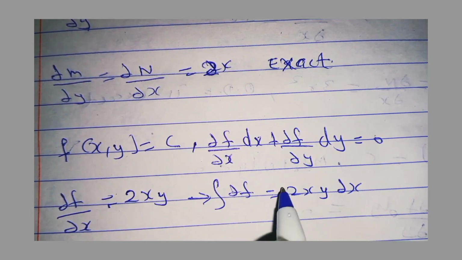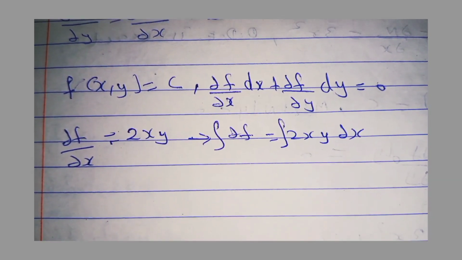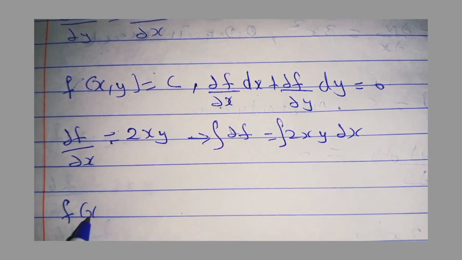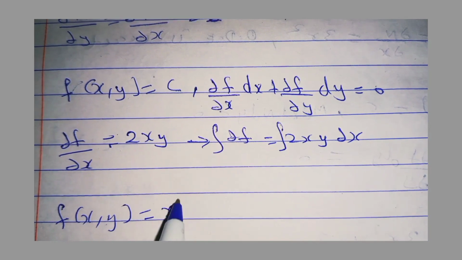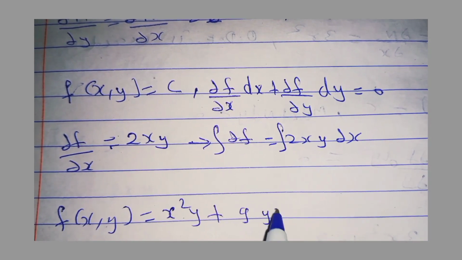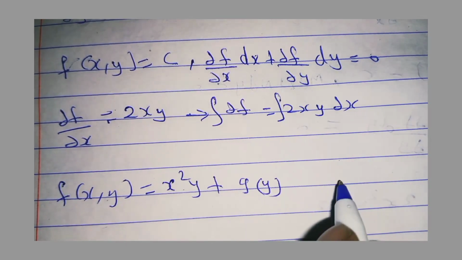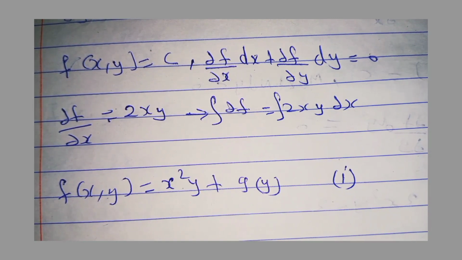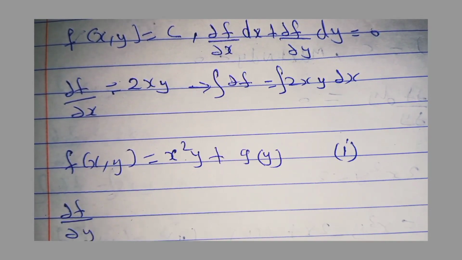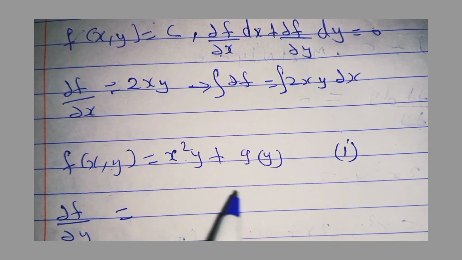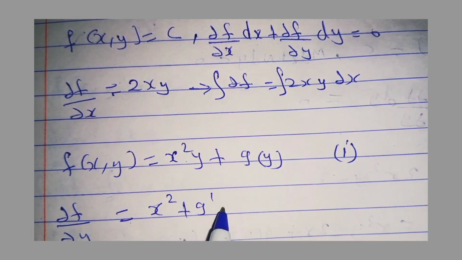Meaning that partial of f over partial x is equal to 2xy. So you integrate both sides. Integrating both sides, we are going to get our function, which is a function of x and y, which is equal to x squared y plus a function which is a function of y. So that is what we are going to obtain. You can label this equation 1. Then you differentiate f partially with respect to y. That is, we are differentiating equation 1, which will give you x squared plus g prime of y.